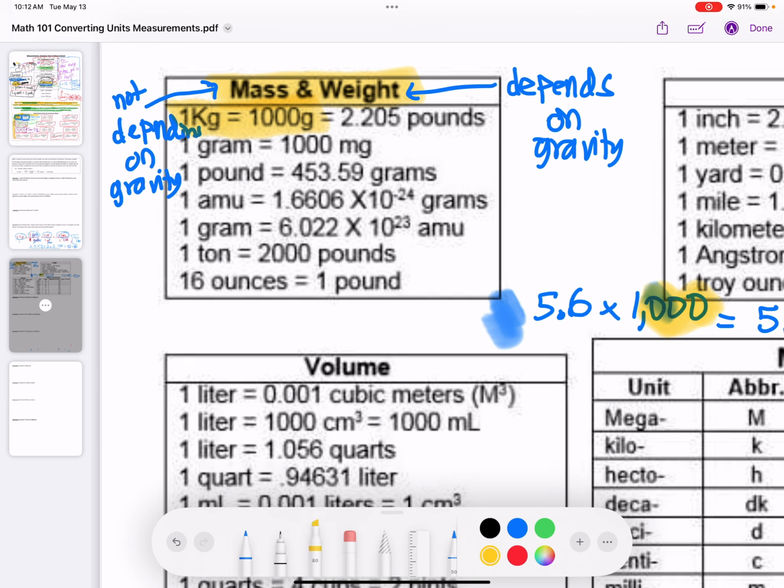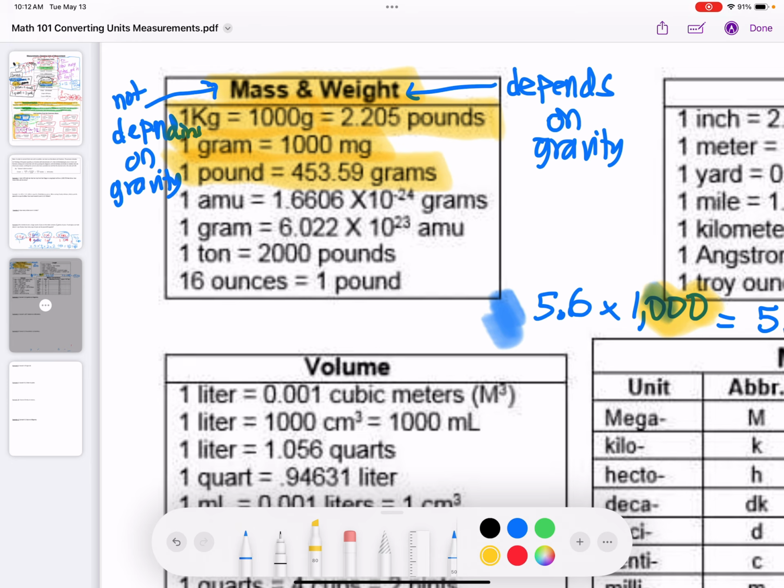But if you want to convert those to pounds, which is weight, it'd be 2.205. 1 kilogram or 1,000 grams, either way, is equal to 2.205 pounds. 1 gram is equal to 1,000 milligrams. 1 pound is equal to, yeah, this is how you know this is not metric. It's a weird decimal number, not like 1,000 or 100 or 1 followed by a bunch of zeros. 1 pound is 453.59 grams, etc.